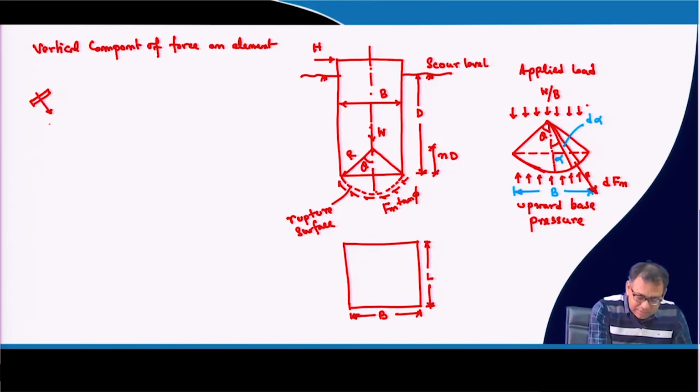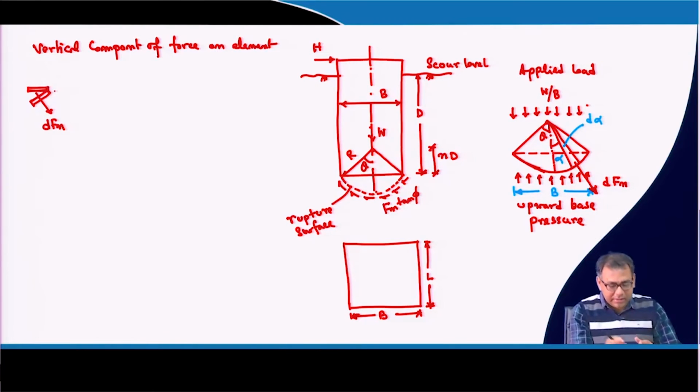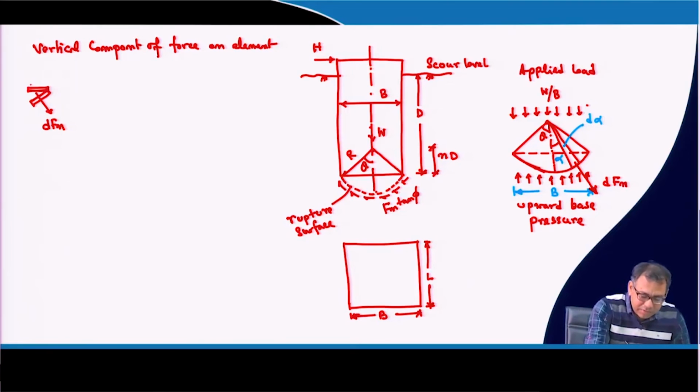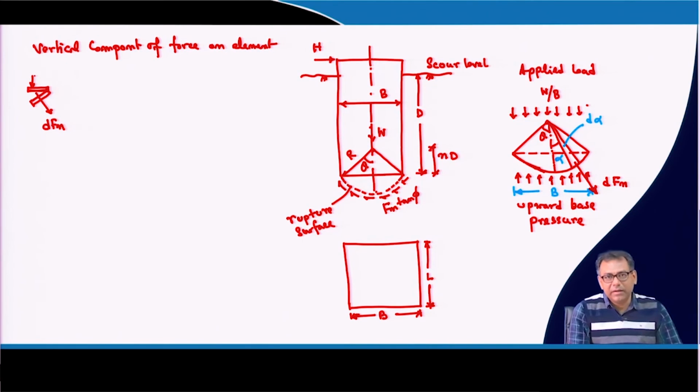dFn is acting on that element. Now, what is the force which is acting on this plane? Suppose I take this element, horizontal and vertical. What is the vertical component of force on that element? So, this is the normal, and this is the vertical component of that force on this element.